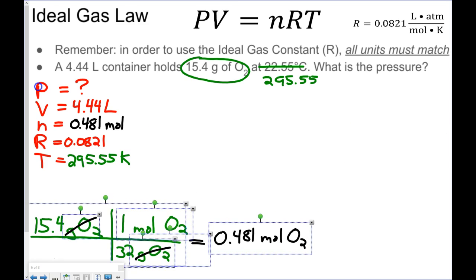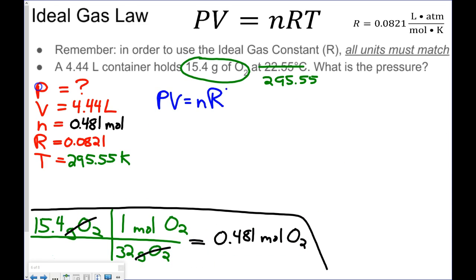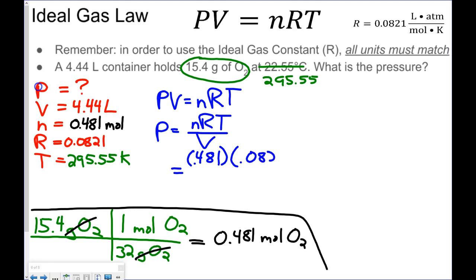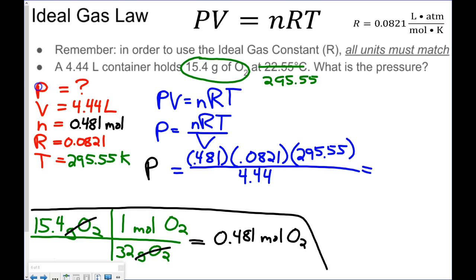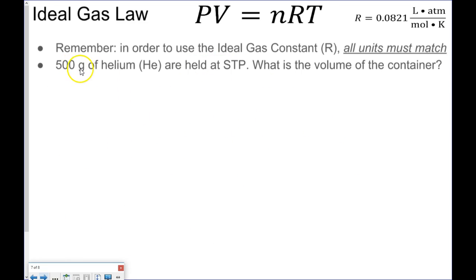I can move this out of the way and continue on with the rest of my equation. In this case, pressure will be the unknown. Solve for everything else here. Divide by volume. That works out to be 2.63 atmospheres of pressure. Solving for all that stuff, just remember to make sure if they give you grams, convert that into moles. All right, 500 grams of helium are held at standard temperature and pressure. What's the volume of the container?